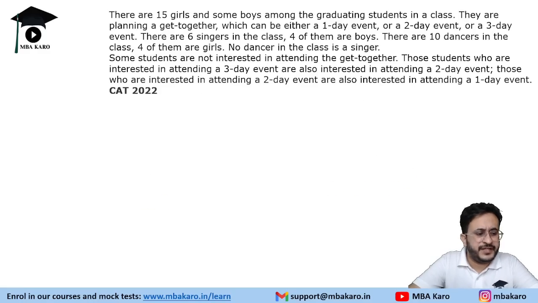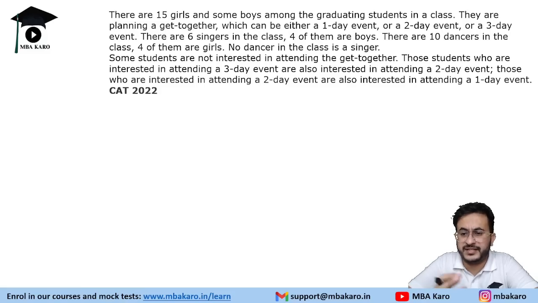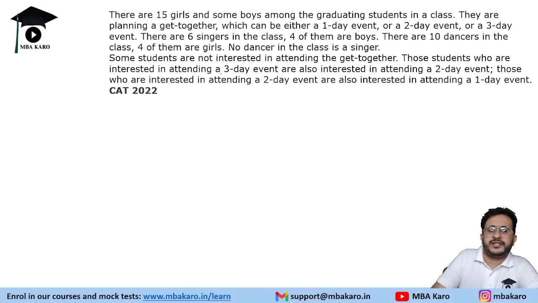2022, there are 15 girls and some boys among the graduating students. They are planning a get together, which can be either a 1 day event, 2 day event, or 3 day event. Okay, then there were singers and dancers, and we are given that there are 10 dancers in the class, so singers and dancers is given to us, that is fine. It says some students are not interested in attending, that is also fine.